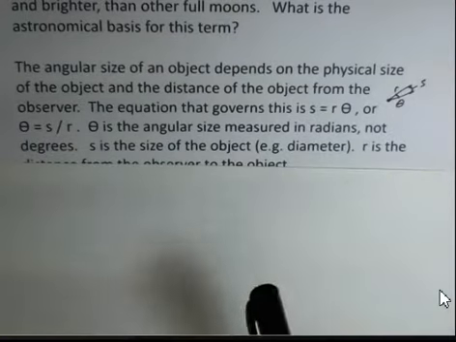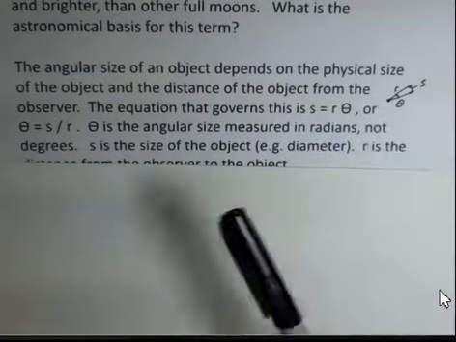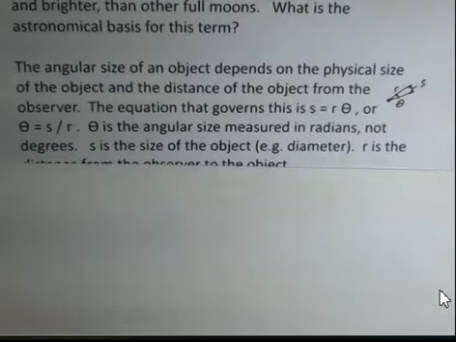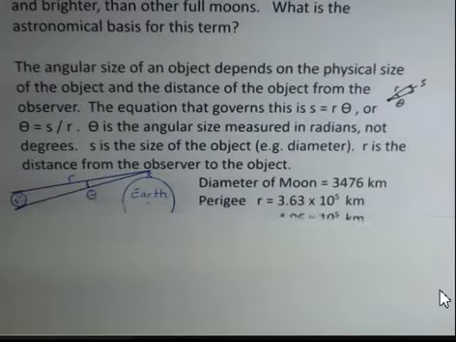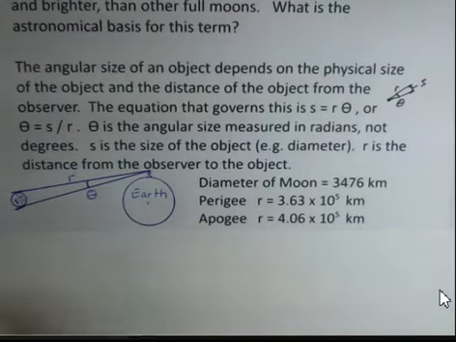So we're interested in the theta value for the moon. So I rearrange this and solve for theta. Theta is equal to S divided by r. S, we're going to use the diameter of the moon, and r, the distance of the moon from the Earth, which is essentially the distance to the observer. Even though we don't live at the center of the Earth, here's a little diagram. This diagram is definitely not to scale in many respects.